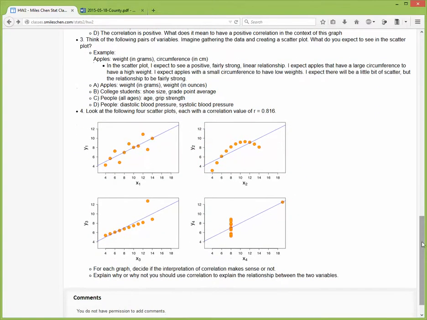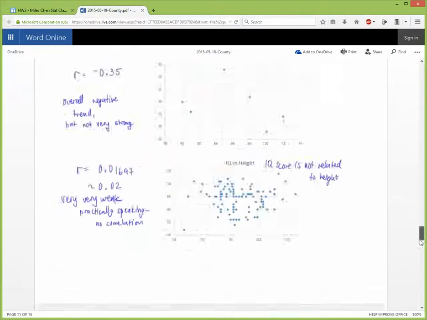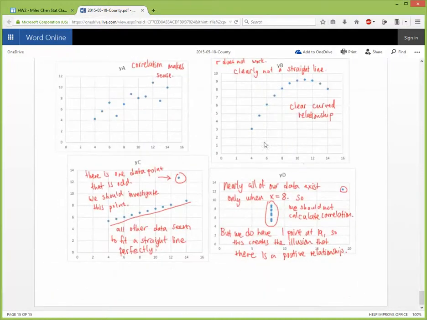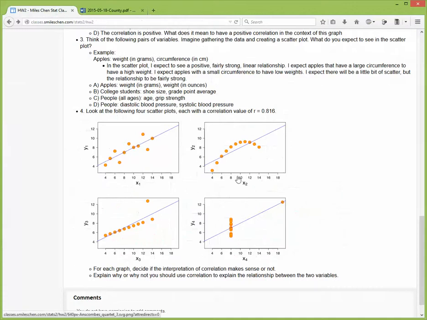Okay, and number 4, pretty much all of your answers were on this slide. I just wanted you to reiterate what I wrote here, so I'm not going to make a new slide. If you wrote the same things, that's fine, but as long as you understood what you were writing down, don't just blindly copy the words. Make sure it makes sense, right? The only one where the interpretation of R equal to 0.816 makes sense is this first one right here. The other ones all have some kind of flaw.